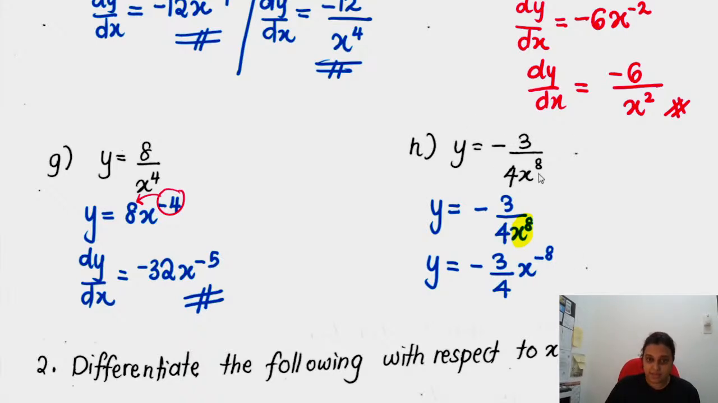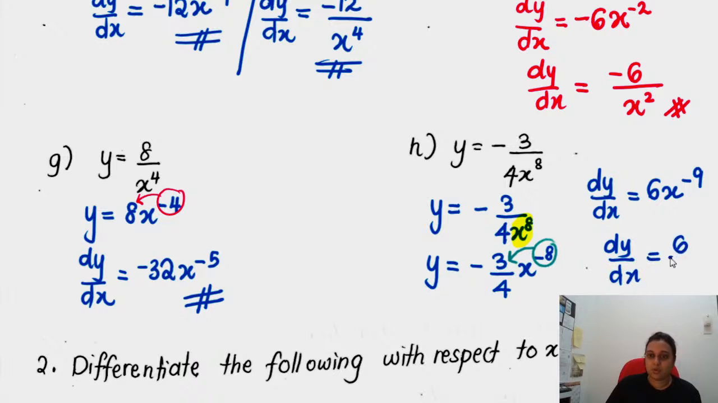Then from here you differentiate. So dy/dx equals negative 8 multiplied with negative 3 over 4. Negative 8 times negative 3 over 4, we get 6. So your answer will be 6x to the power of negative 8 minus 1, negative 9. You can leave your answer like this, or 6 over x to the power of 9. So this can be the final answer.